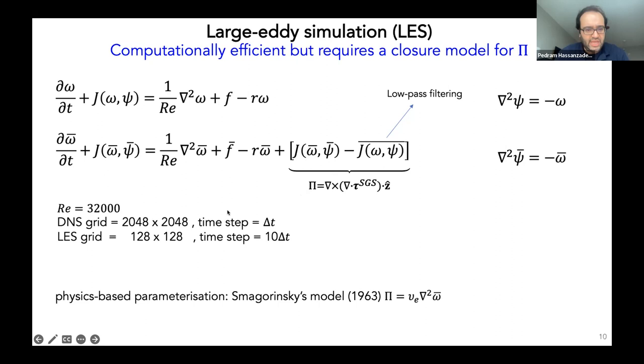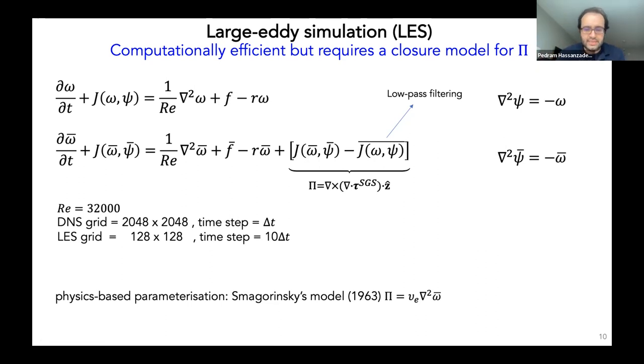The advantage of doing this is clear. For DNS, we need a very high resolution grid and small time steps. If you only want to solve for these overbar terms, the filtered terms, you can use a much coarser grid and take larger time steps, so the simulation is much cheaper. But the problem is that we need a model for this pi. Basically, we need a parameterization or a closure.